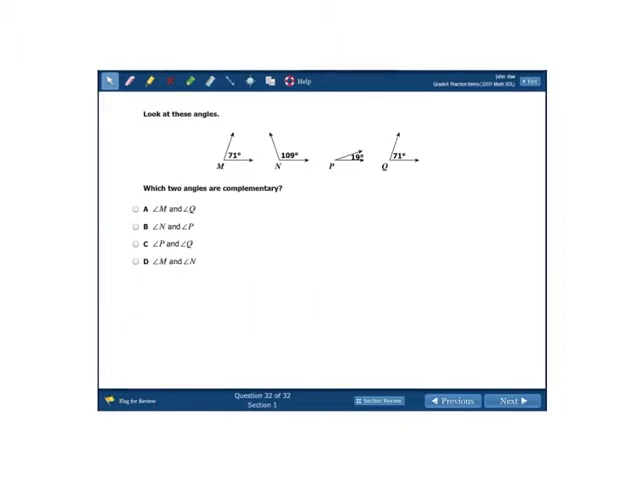Okay, don't forget, pause it and try them. If you're not doing that, then this is kind of pointless. You're not going to retain as much, guys.